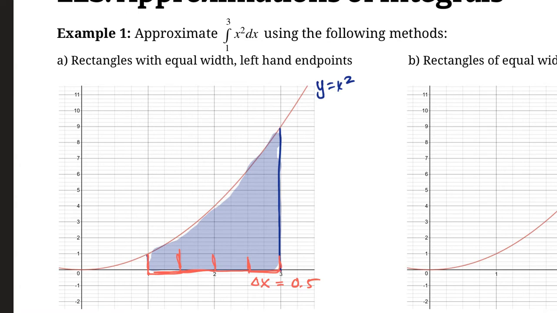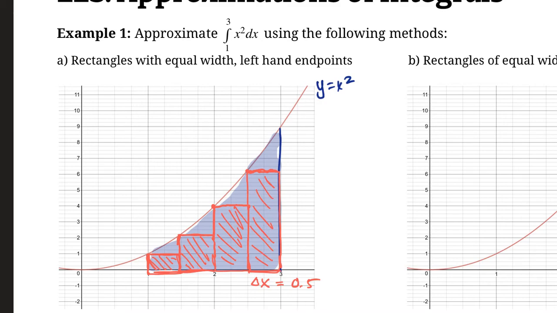So now the question is, what is the height of each of those rectangles? And this one says rectangles with equal width with left-hand endpoints. What that specifically means is we look at the left side of each of these rectangles, and that's where we cut off the rectangle. So I'm going to go up here. This rectangle is going to get cut off right here. This rectangle is going to get cut off right here. Basically when the left side of the rectangle touches f of x, or the function. So that's it.